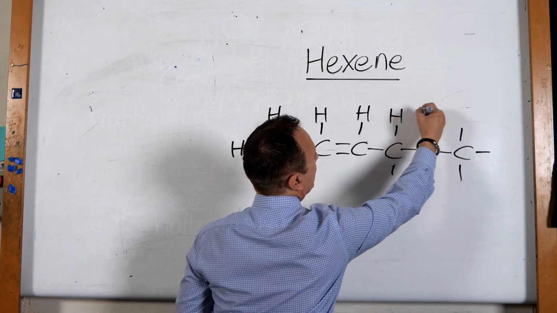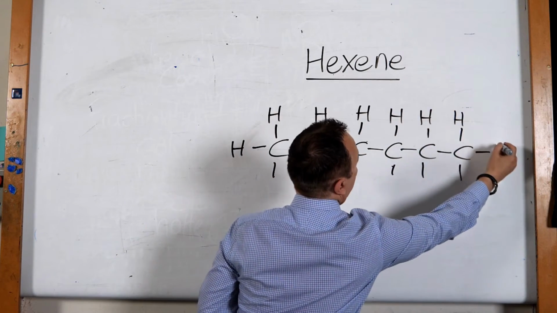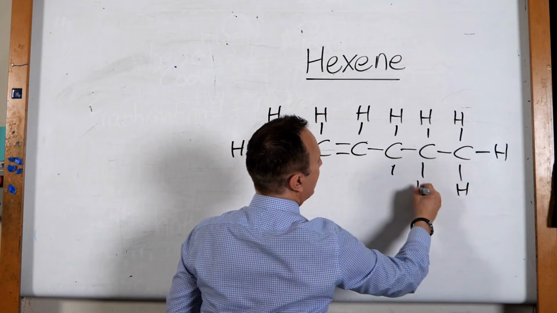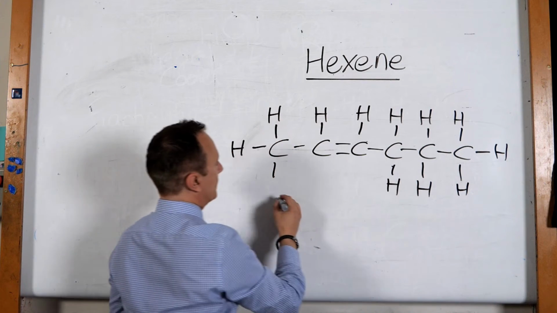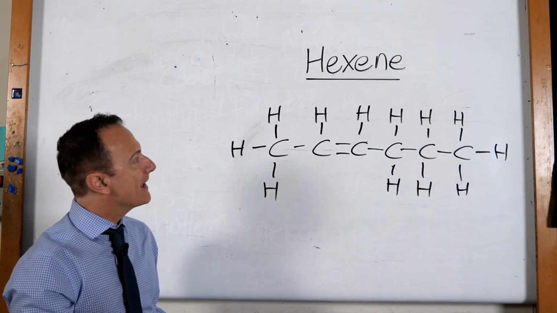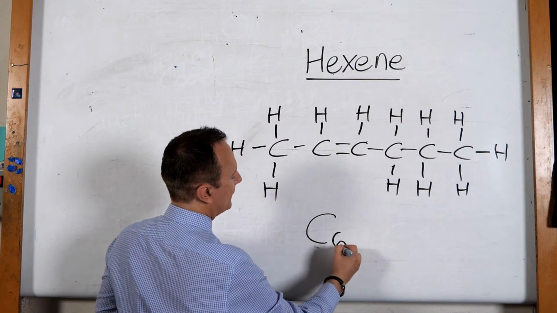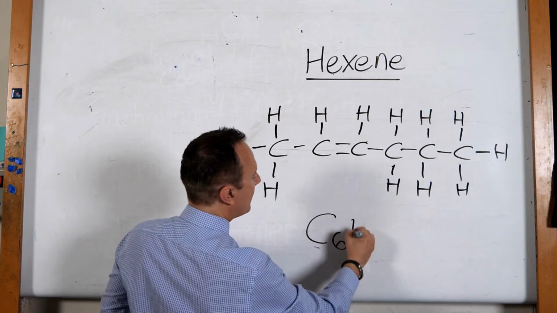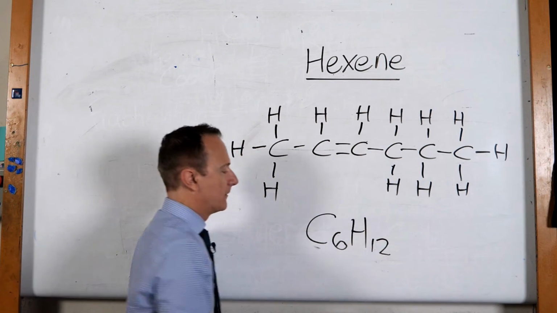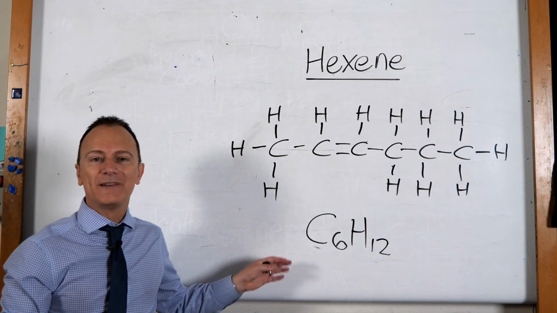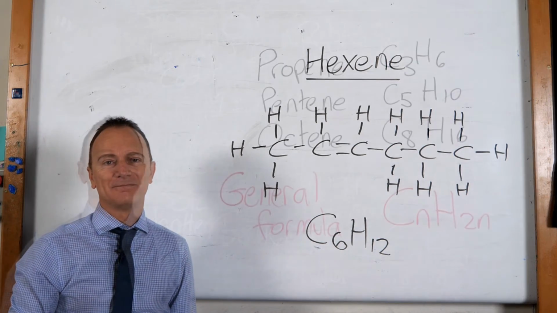So this would be the displayed formula of hexene, which is an alkene with that double bond. The molecular formula, if we count up the carbons, we've got 6. So C6, and there is 12 hydrogen atoms. So the molecular formula would be C6H12.